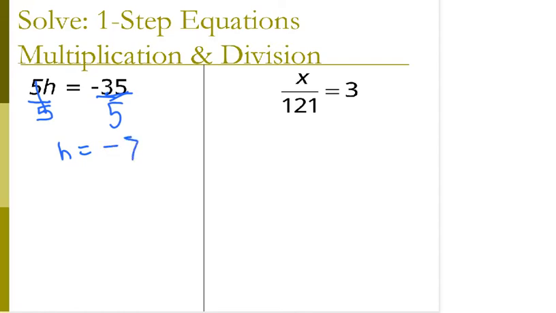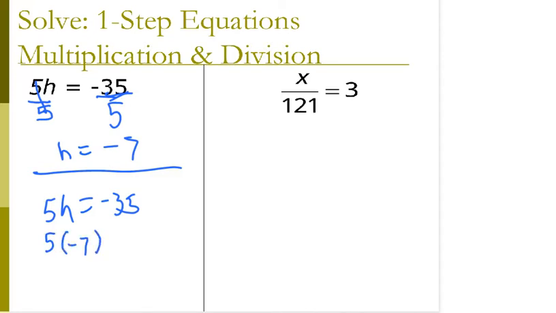Were we to do a quick check, let's see, 5h equals -35. If we substitute this h with the answer we just got, -7, it would look like 5 times -7. And we want to check if it's -35, which it is. So we know that what we did was correct.